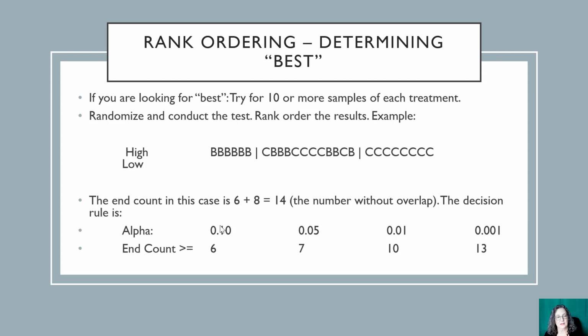And basically, the idea is that you're going to look at your end count, and if your end count is more than 6, then the alpha is 0.10, okay? That you have B is, in this case, better than C. If you have more than 7 in your end count, it's 0.05, and so forth. These are your alpha values. And so this is highly significant that case B is better than case C in this case.